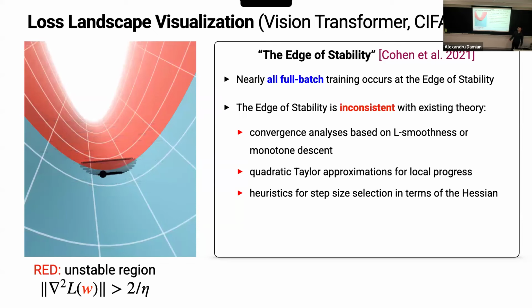So if you open an optimization book, one of the first things it'll tell you is that you should set your learning rate to something like 1 over the top eigenvalue of the Hessian. This is a reasonable learning rate to use. But the Hessian's changing. So 1 over the top eigenvalue where?